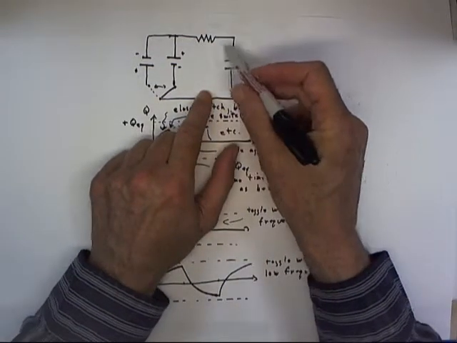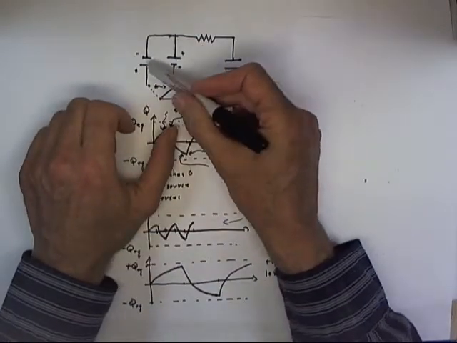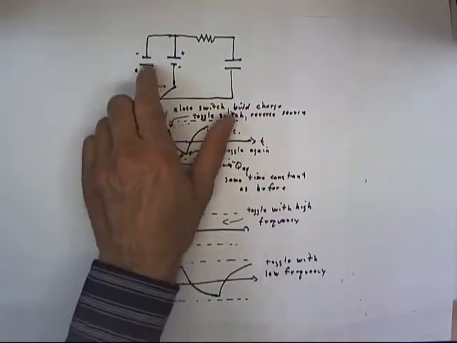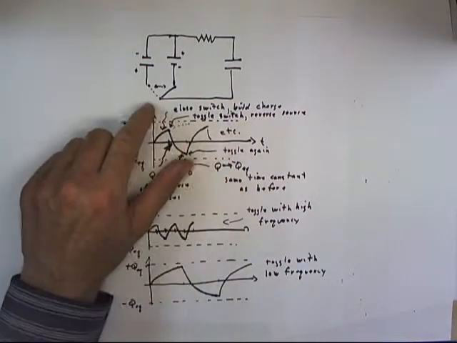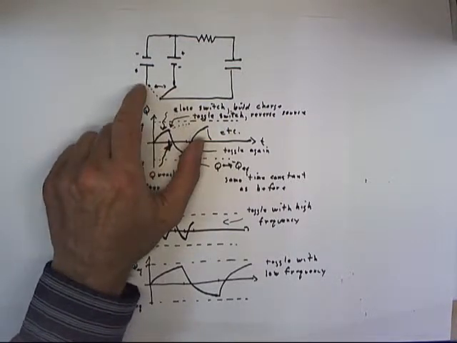Now let's consider a circuit like this, where this is the capacitor, this is the resistor, and we have two sources which I'll consider to be identical. I'm not going to write that down, but these are identical sources. And we have a toggle switch here that could toggle us from here to here.